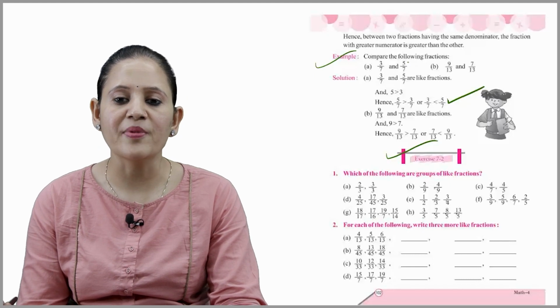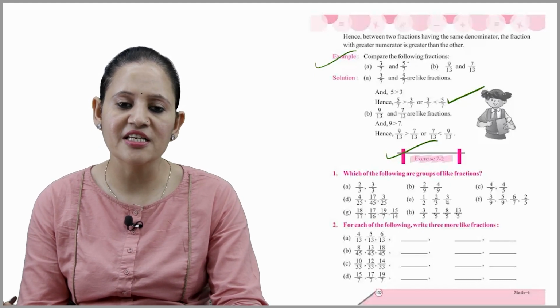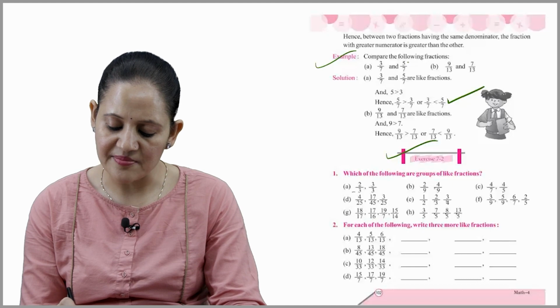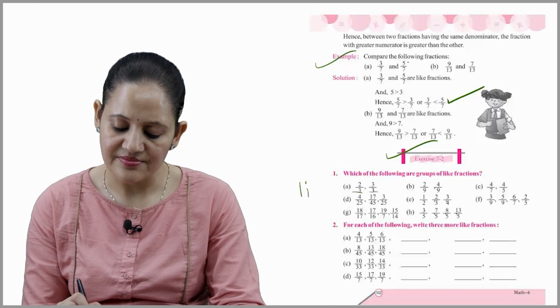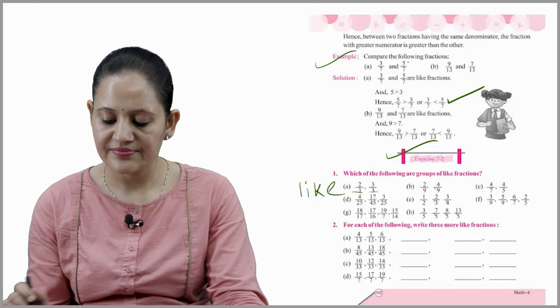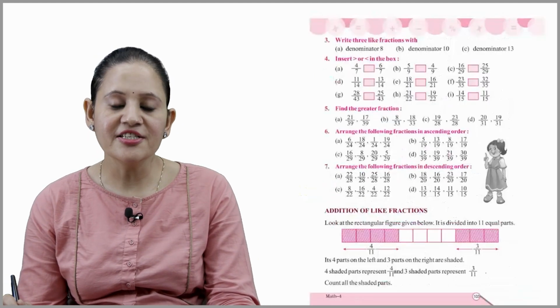Which of the following groups are like fractions? First is 2 by 3 and 3 by 3. Denominator same है, that means they are like fractions. Next is addition of like fractions.